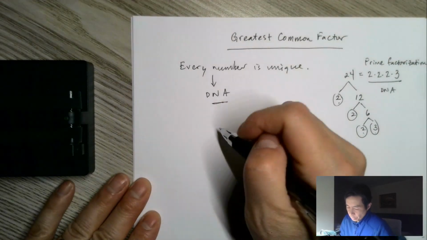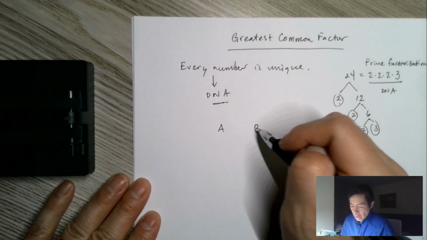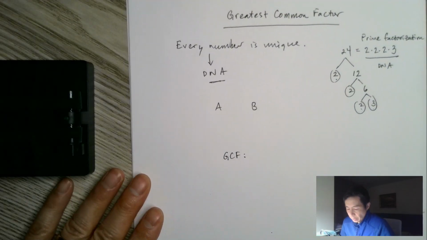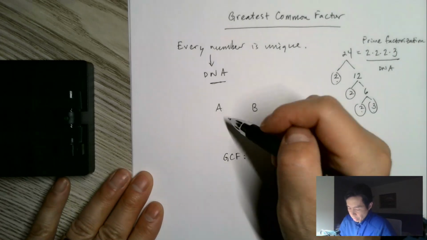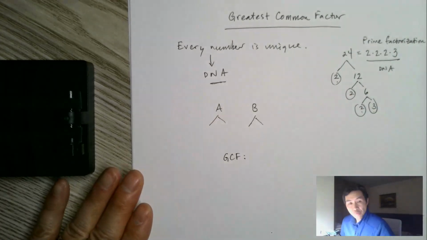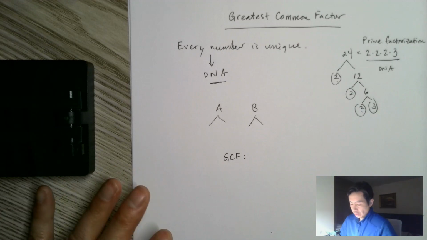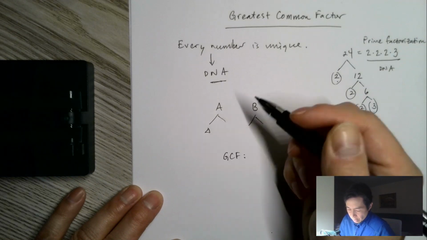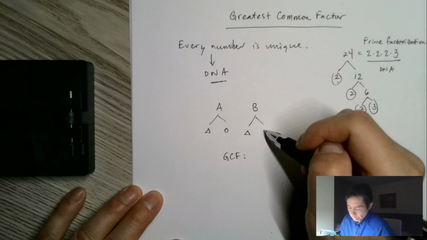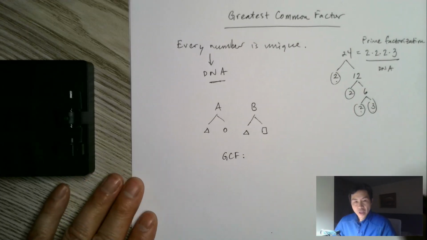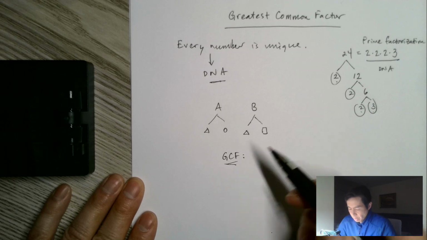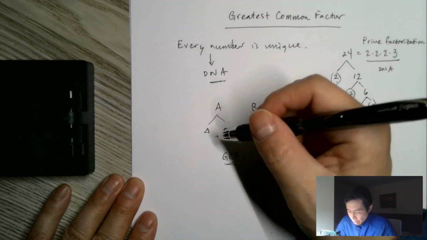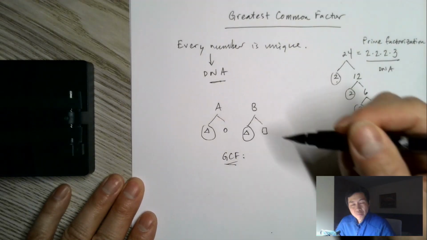Well, if I have two numbers, A and B, and I want to find the GCF of those two numbers, one thing I can do is prime factorize A and B. And let's assume that I've finished prime factorizing them, and I get triangle times circle for A and triangle times square for B. The GCF of A and B is going to be identical to whatever A and B have in common.